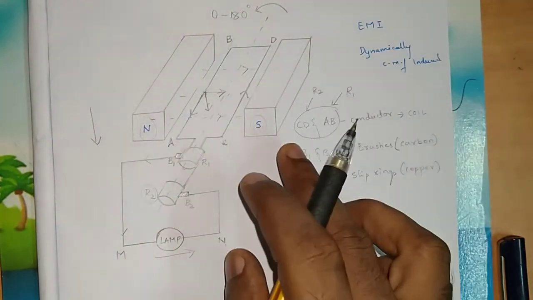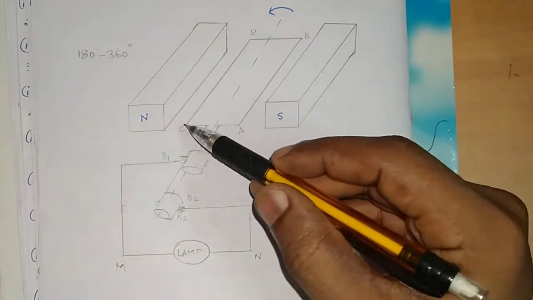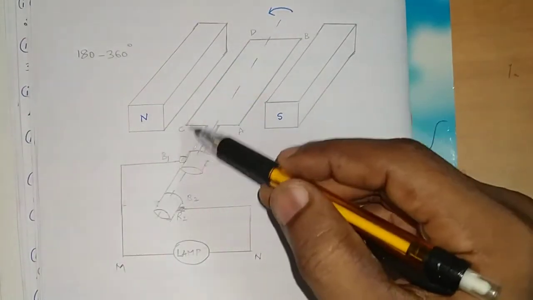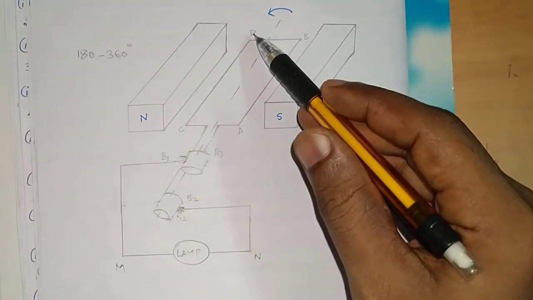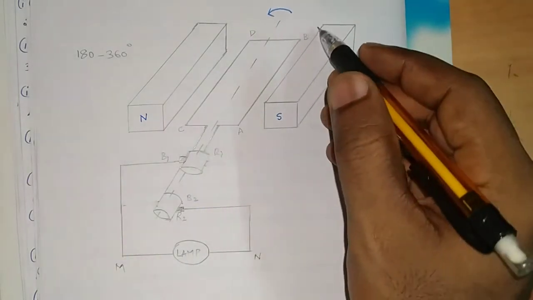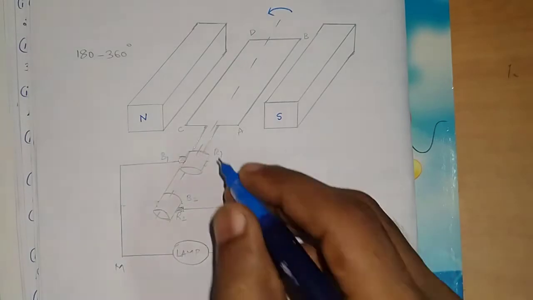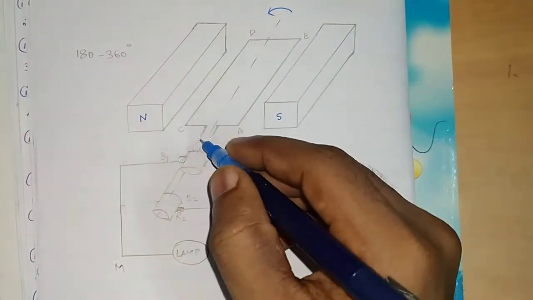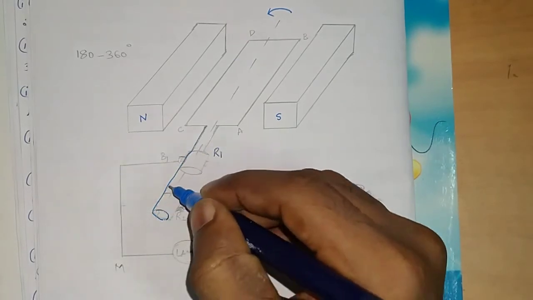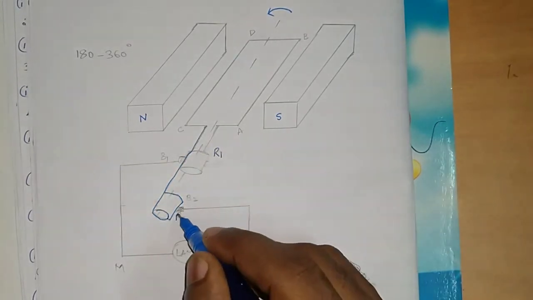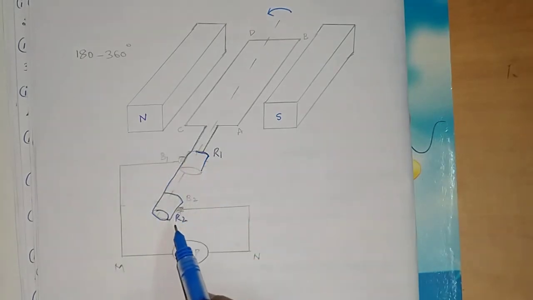Now I am going to draw one more diagram for another 180 degree rotation, that is 180 to 360 degree, where conductor AB, which was here, got interchanged with the CD conductor. So AB will come here, CD will come to the place where AB conductor was. Now you can just see AB is connected to slip ring R1. This is R1. And CD conductor is connected to slip ring R2. So this will be your R2. So brush B1 is placed on R1, brush B2 is placed on R2.